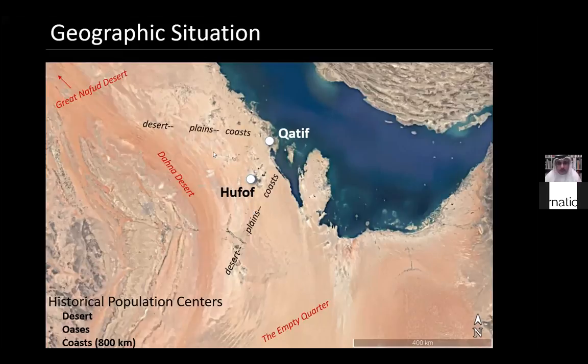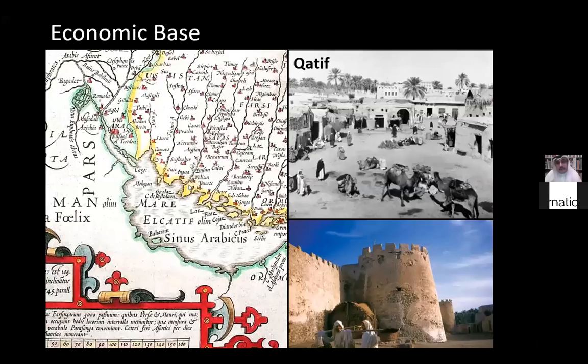During the winter, they would go to the desert, and during the summer, they would retreat to the oases of Qatif and Hufuf. The economic base was extremely limited at that time. It's a pre-industrial economy. Qatif, which was a major port on the Gulf, had around 20 to 30,000 of population by the 1930s or 1940s.